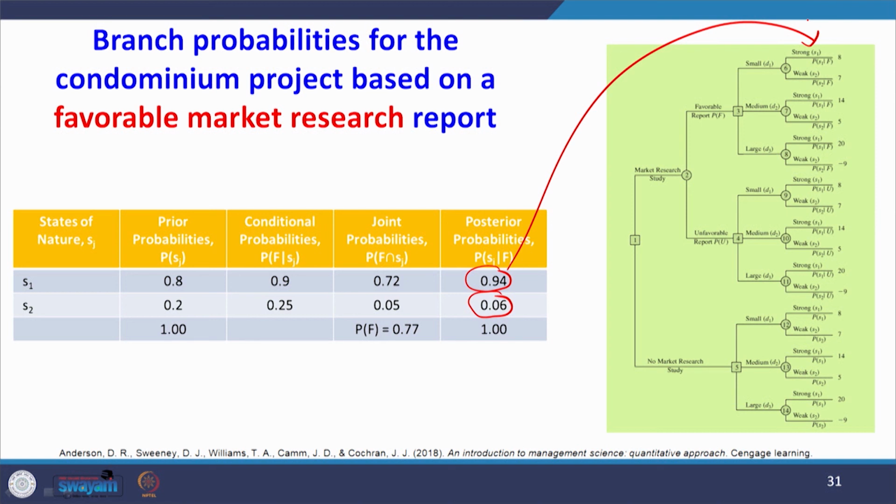So, in our previous problem, the 0.94 was given. Similarly, 0.06 was given to you in advance. So, we have done our procedure, and now I have explained how we got these values of 0.94 and 0.06. This is when the report is favorable. Now, when the report is unfavorable, the same procedure will be followed.